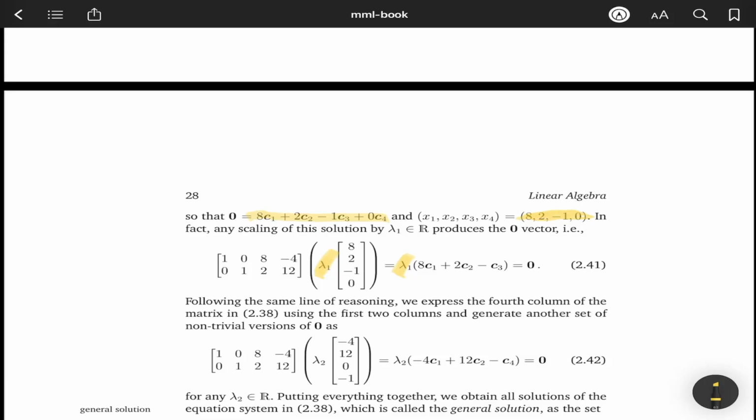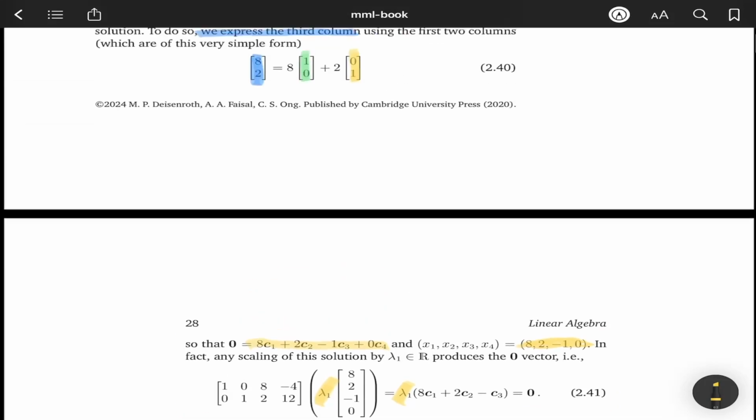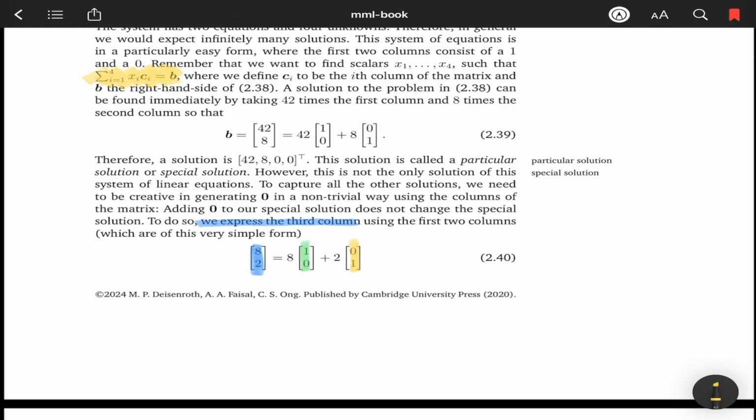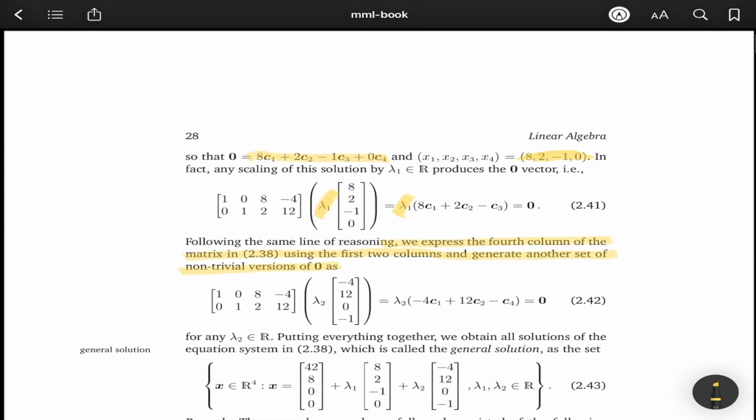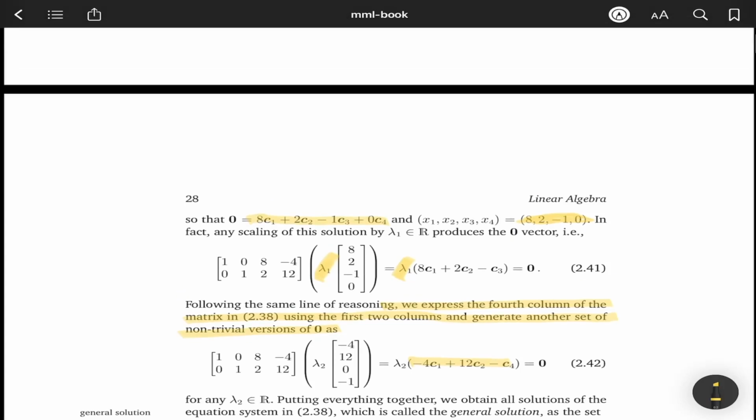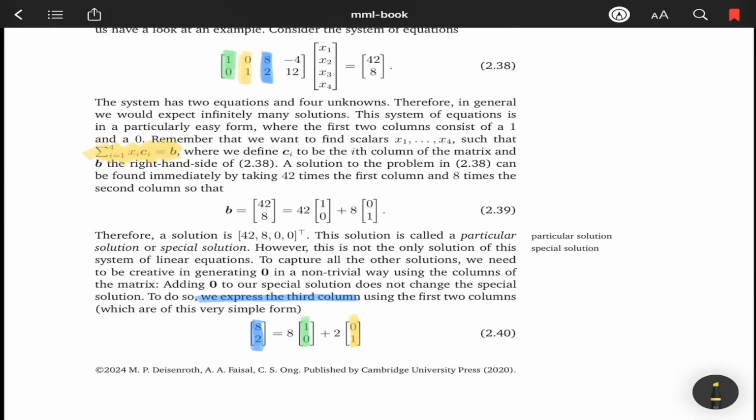Following the same line of reasoning, we can express the fourth column of the matrix using the first two columns to generate another set of non-trivial versions of 0. So here we have used the third one on the left side, and then I think we just do the same thing with the fourth one. So they say, okay, this one here, let's take a look. It has to be something like c4 equals minus 4c1 plus 12c2 plus 0 times c3.